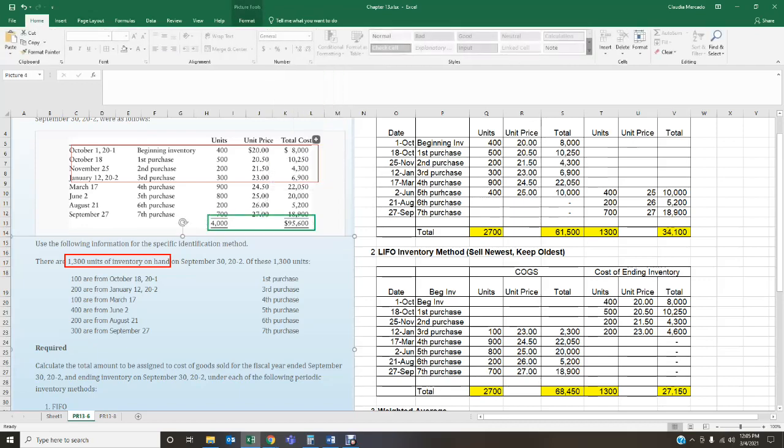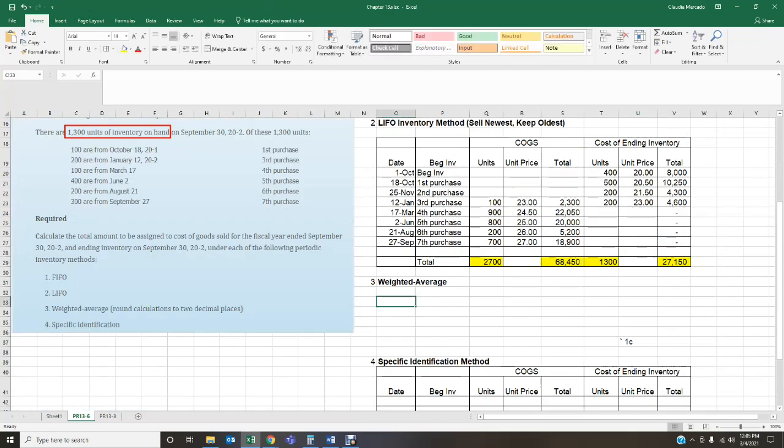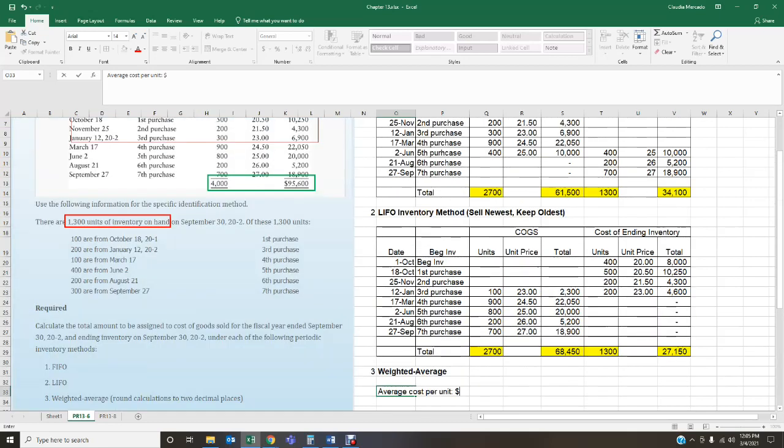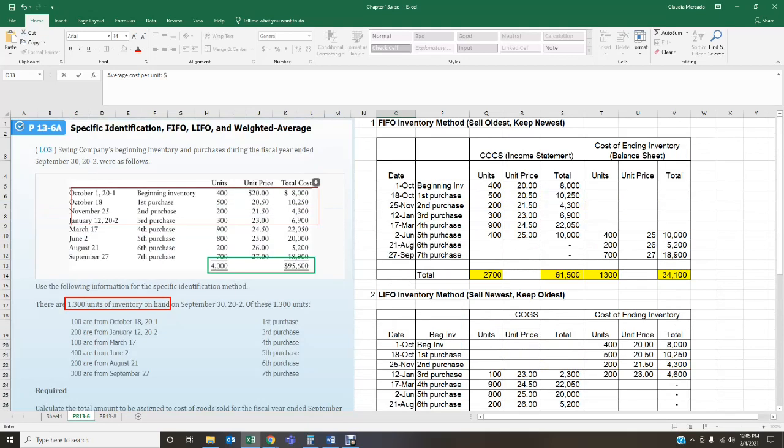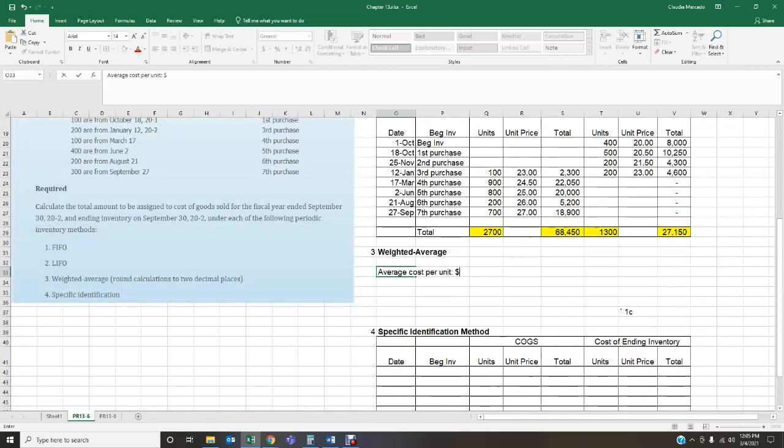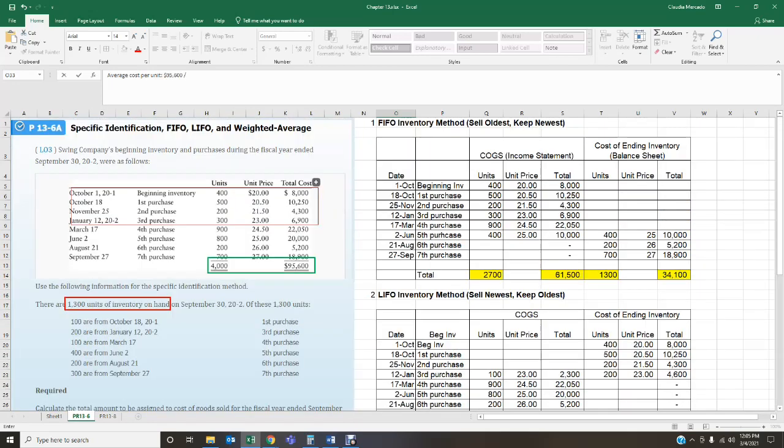So we know that we purchased or had 4,000 units at one point in time, and the value of those units was 95,600. Now, using the weighted average, we're going to do some calculations. First, we calculate the average cost per unit. To do that, we take the total cost, 95,600, the total on your total cost column, and divide by my total units, which is 4,000 units.